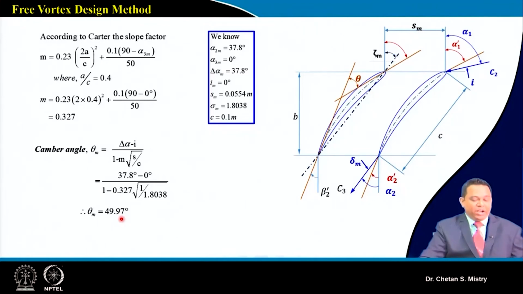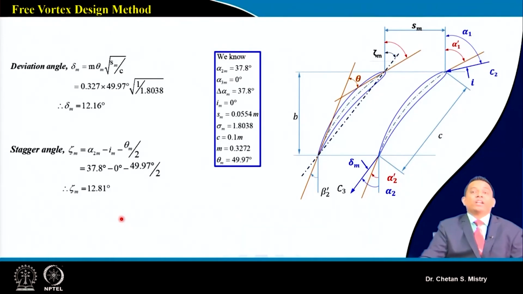Okay. Now once we have calculated our camber angle, we can do our calculation for the deviation angle. This deviation angle is a function of my m parameter, my camber angle, and solidity. So based on that, we can calculate our deviation angle. That is coming to 12.16 degrees.